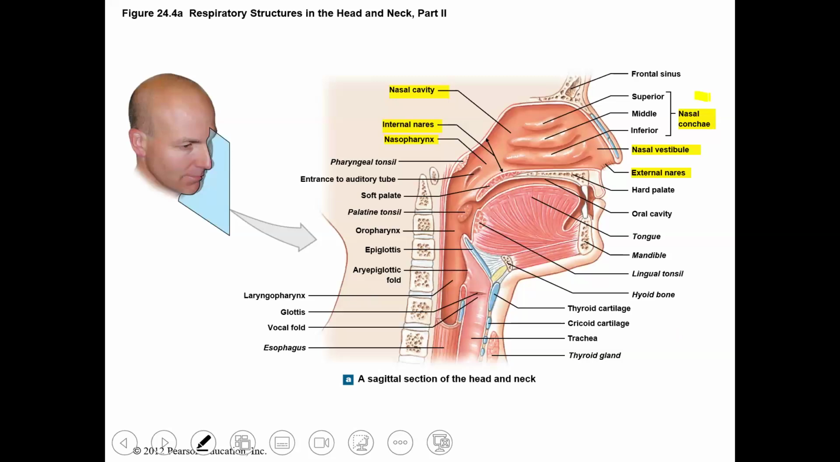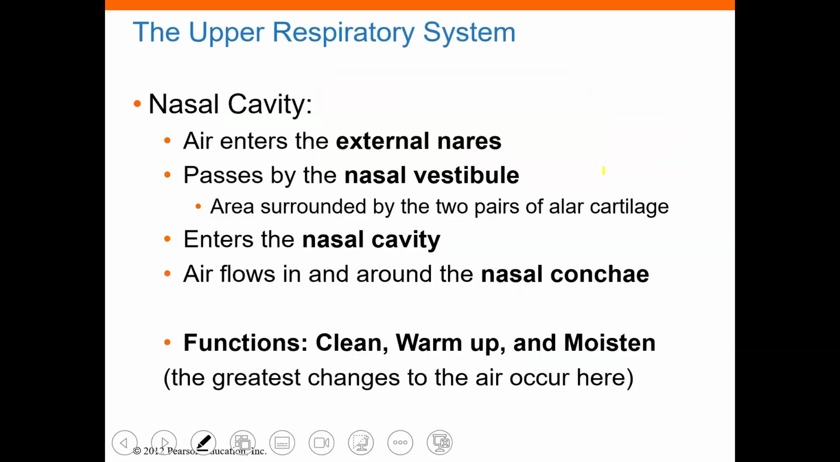You can see the nasal concha here again, superior, middle, and inferior, the nasal cavity, internal nares, that nasopharynx, and then the external nares, or your nostril area. So air enters the external nares, or our nostrils. It passes through the nasal vestibule. Think of if you walk into an office building, that first area is a vestibule, right? That first area in. So it's surrounded by two pairs of alar cartilage, then enters the nasal cavity. Air flows in and around those nasal concha, warming, cleaning, moisturizing.